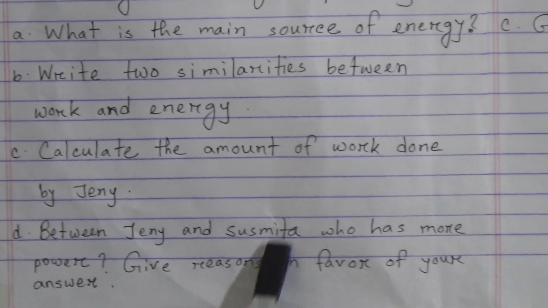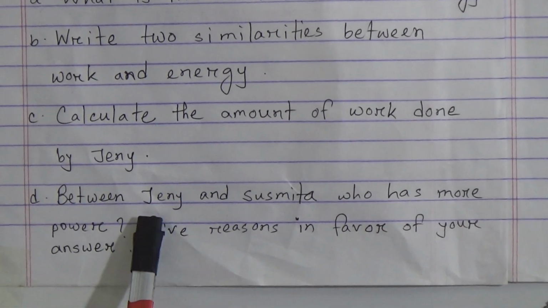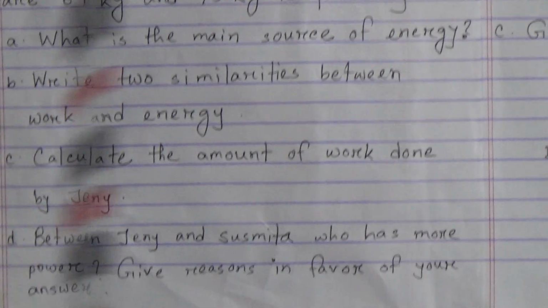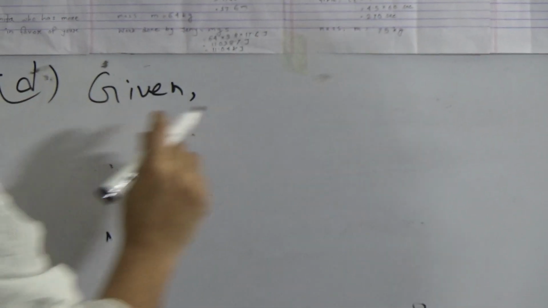Now, we will solve question number D. Between Jenny and Sushmita, who has more power? My dear students, this problem is similar to CQ1 number D. That means we have to find out the power of Jenny and then the power of Sushmita. Now we will solve D. We will find out the power of Jenny.